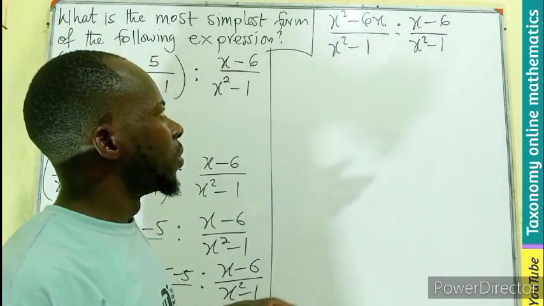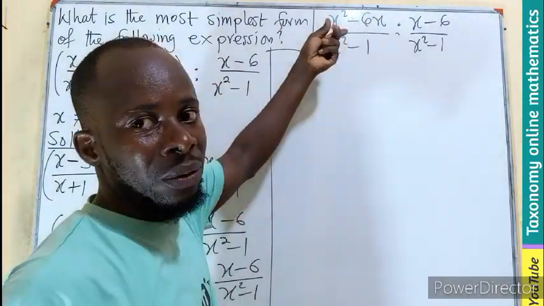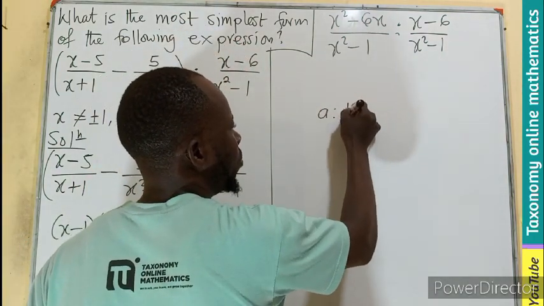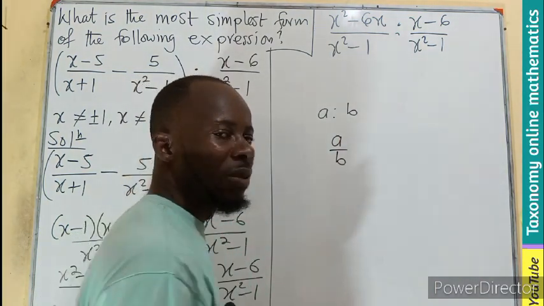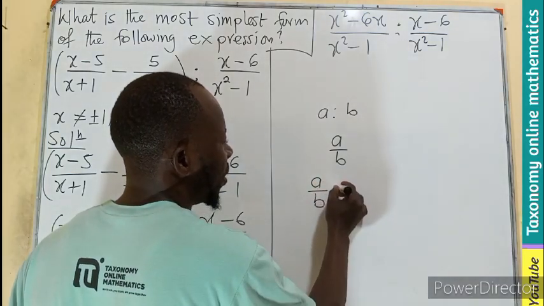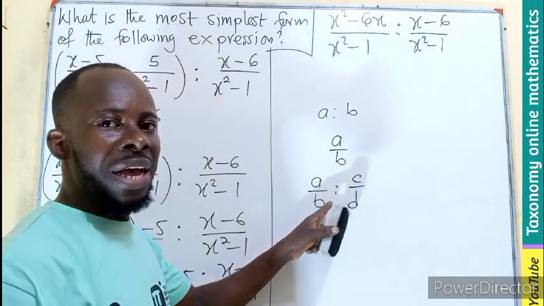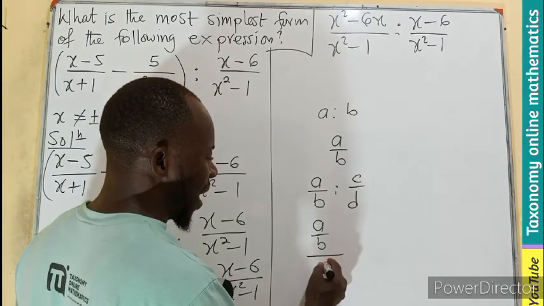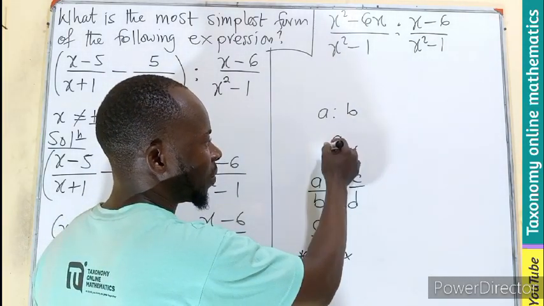Alright, so in this case, we know there's a common factor of x we can factor out, so we can do that. But if we have a equals b, that simply means we are having a divided by b. Or in another sense, if I have a over b equals c over d, this is just a division. So you can see it will be a over b divided by c over d, where this is the division that we are talking about.